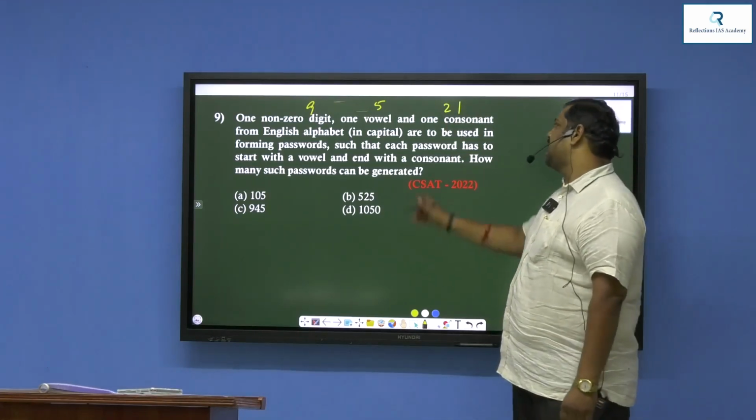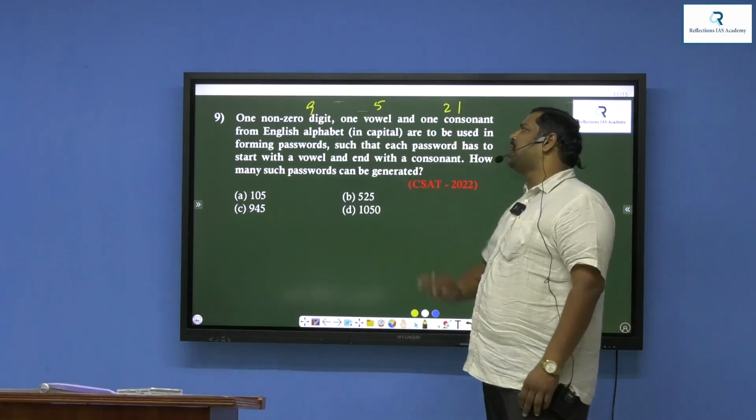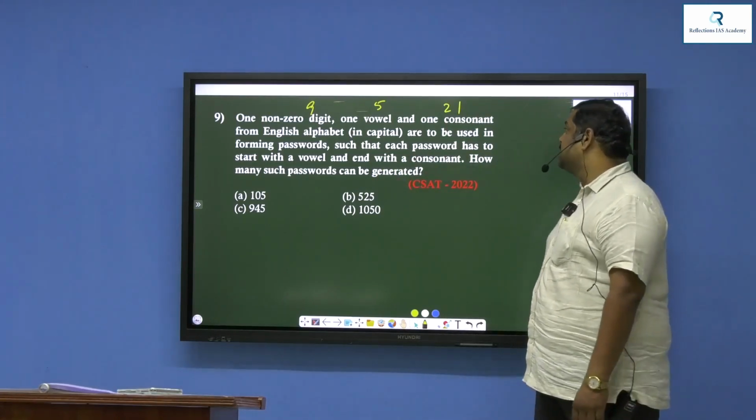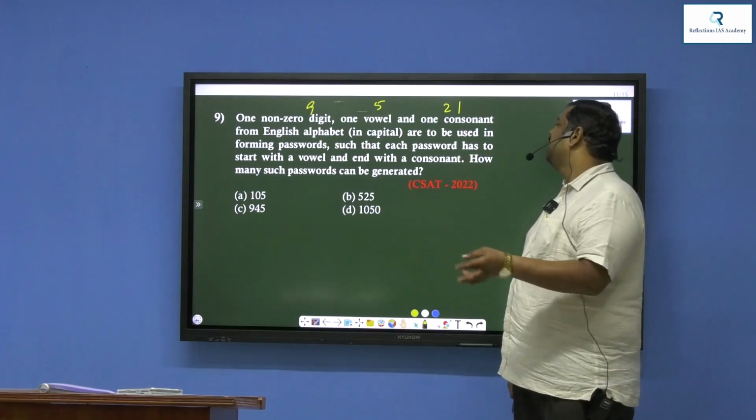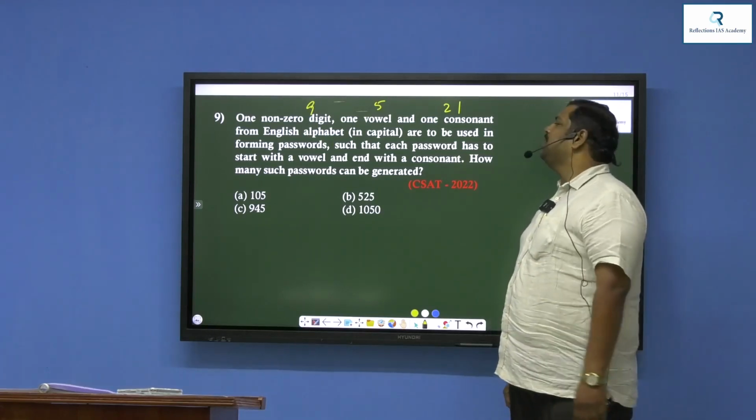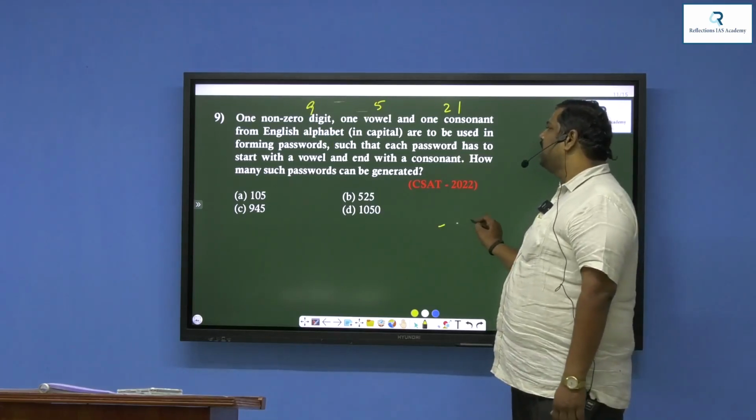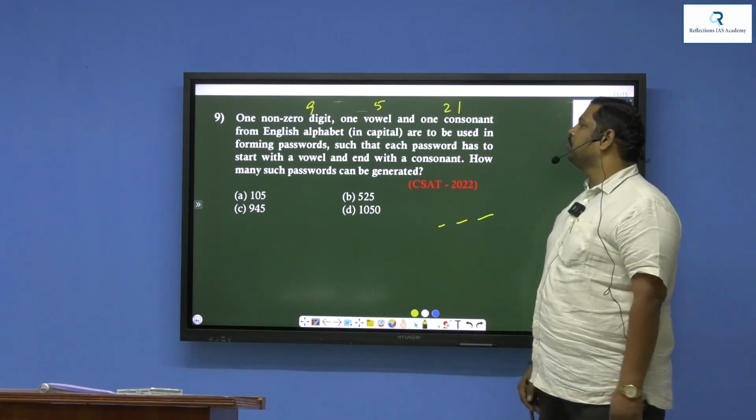From the English alphabet in capitals are to be used in forming passwords, such that each password has to start with a vowel and end with a consonant. How many such passwords can be generated? How many letter password he said?